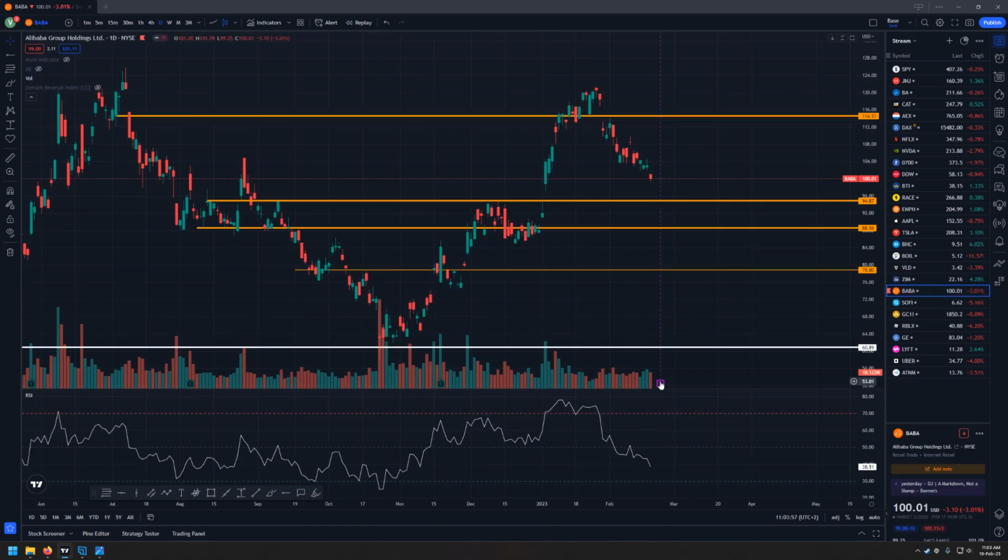BABA, I like a lot. It has earnings next week, so I did not play it, but you can see how large a pullback we have in RSI. It's also followed in price. We have a big gap to fill above. We have some gaps to fill below.